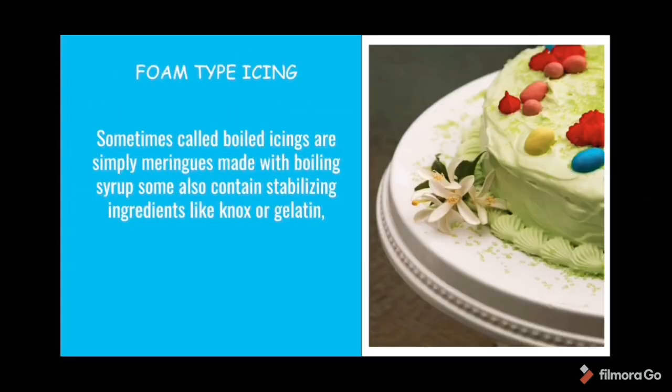And we have the foam type icing. Sometimes called boiled icings, they are simply meringues with boiling syrup. Some also contain stabilizing ingredients like gelatin.